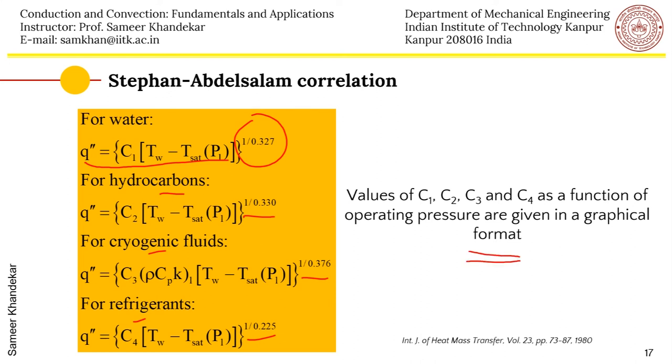So for water, you have to read the C1, C2 values from here, depending on at what pressure you are operating. So it takes care of the operating pressure also. And once you get the value of C1, you directly put it here, taking it from this graph, and you know the TW minus TSAT, and from there you can get the Q value.